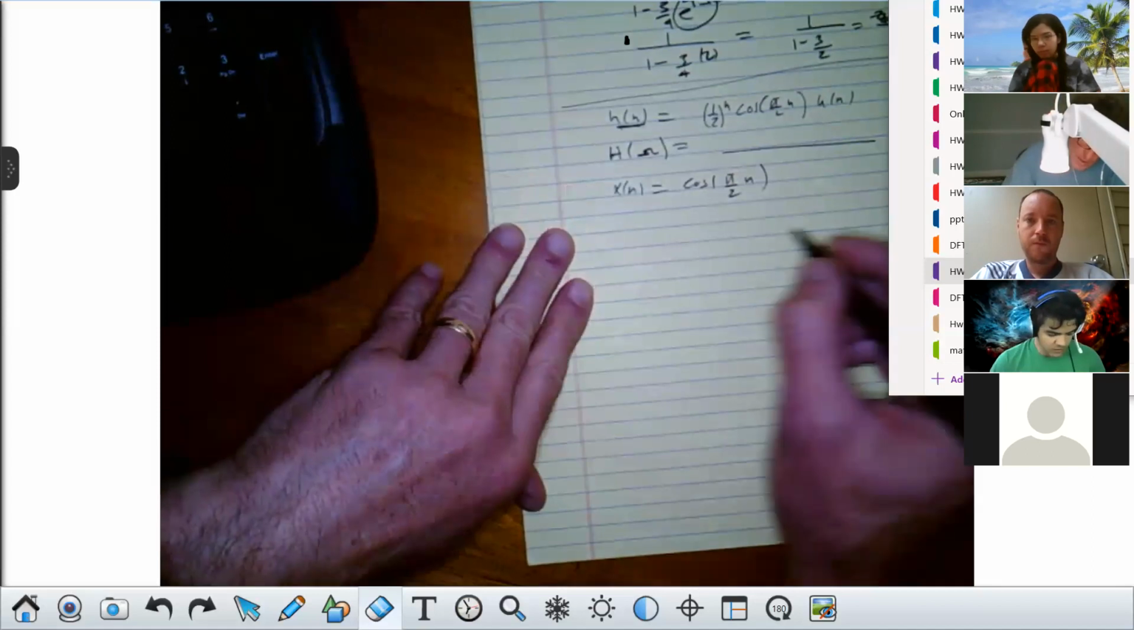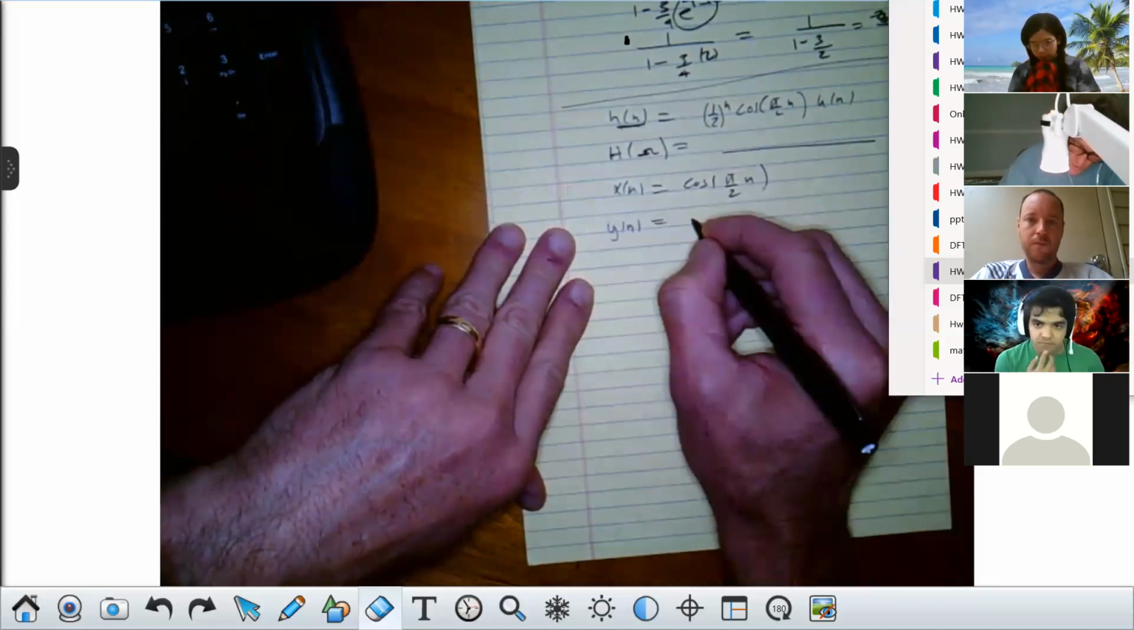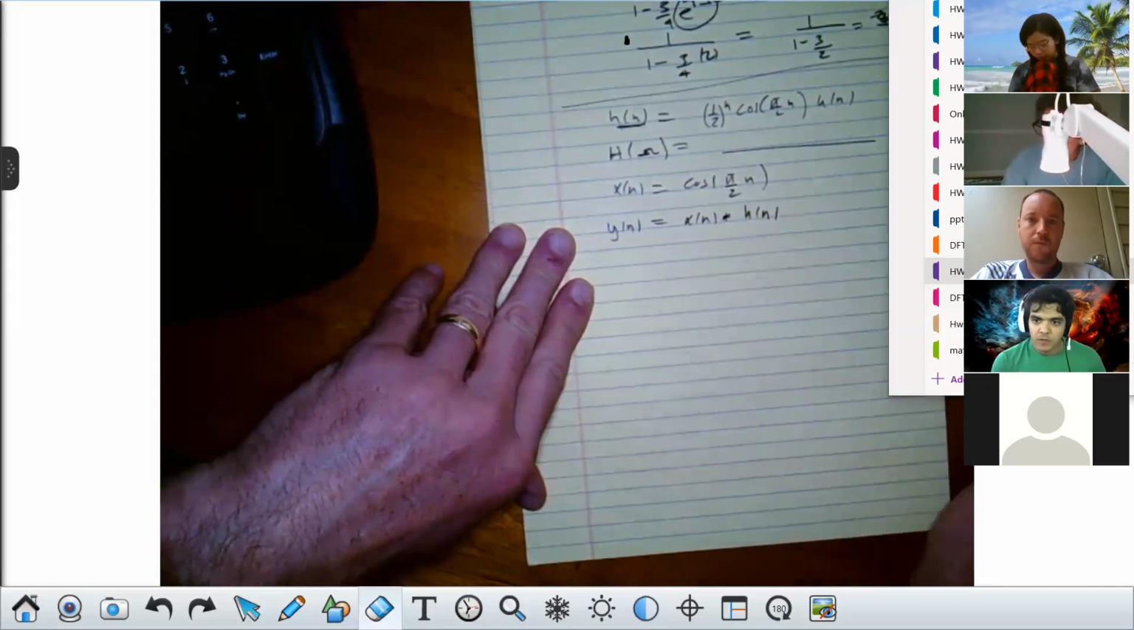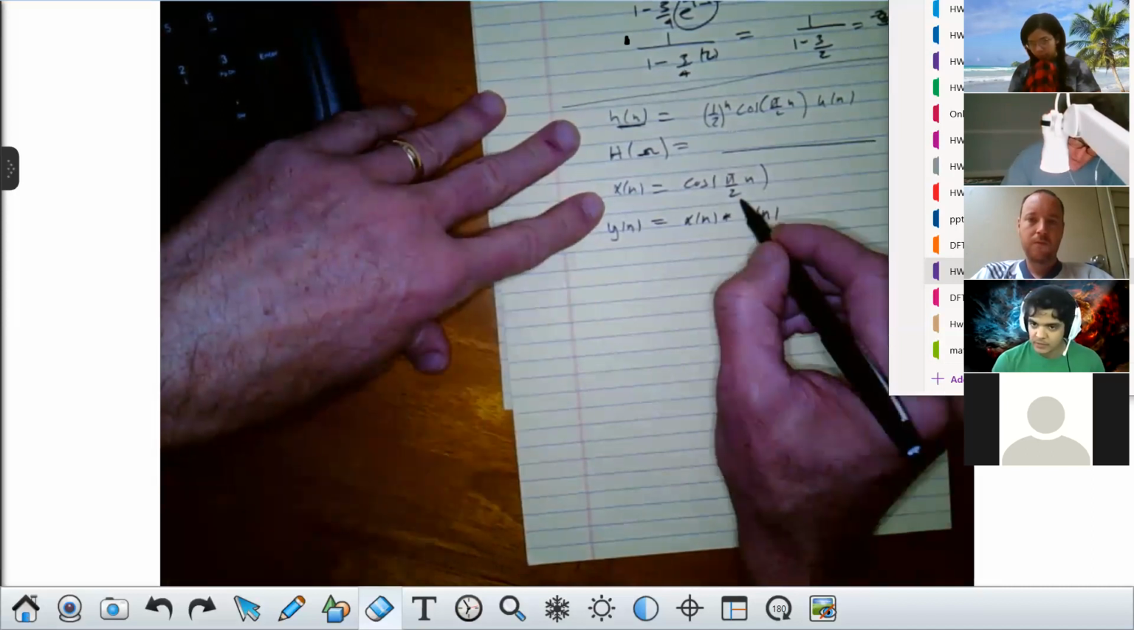Correct? Yes. Now we could get y of n, which would be x of n convolved with h of n. We could do it that way, correct? Oh, yeah, that's probably easier too. I don't know about that. I wouldn't do it that way. Here's what I would do. I would go ahead and take the transform of that.